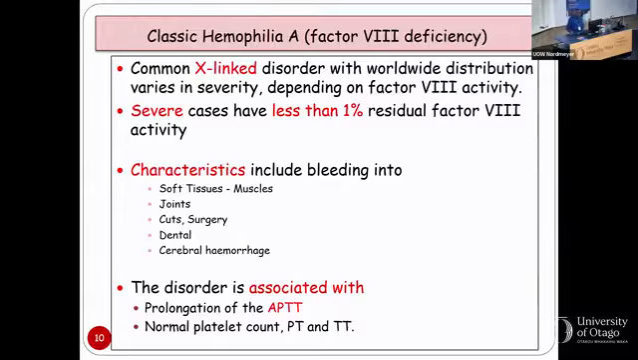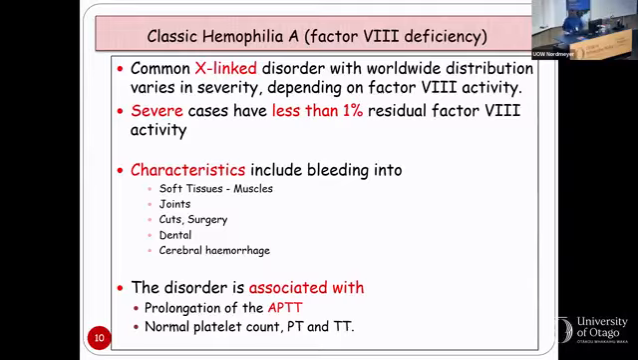Okay, and then such people would have bleeding into joints and tissues, prolonged bleeding during procedures or maybe minor trauma. I think what is key here is to try and recognize the fact that the bleeding is disproportionate to the amount of injury that caused it. Okay, so it's important to bear that in mind.